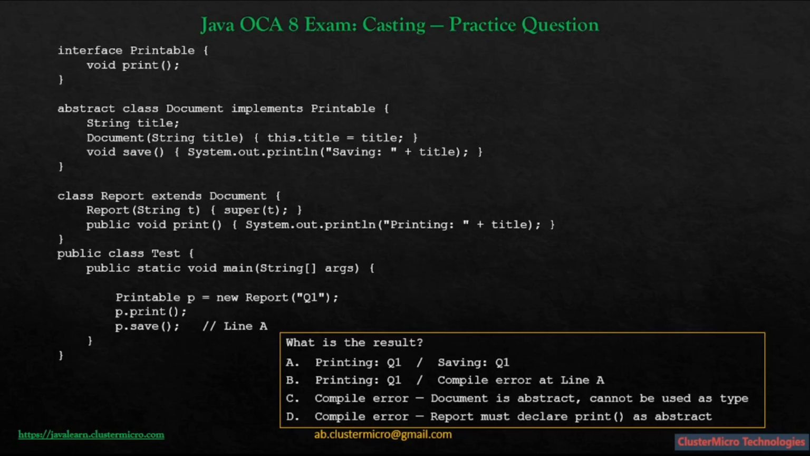Okay. Then we have p.save, and the compiler again checks, does Printable have a save method? No, Printable only declares print. The compiler knows nothing about save when looking through the Printable reference. Save exists in Document and is inherited by Report. The actual object at runtime has a save method, but the compiler does not look at the actual object. It only looks at the reference type. Reference type is Printable, and Printable has no save, so it will lead to a compile time error on line A.